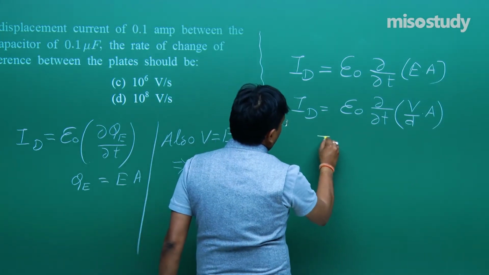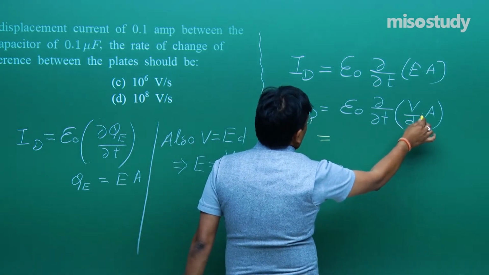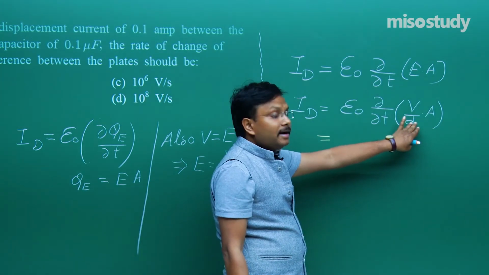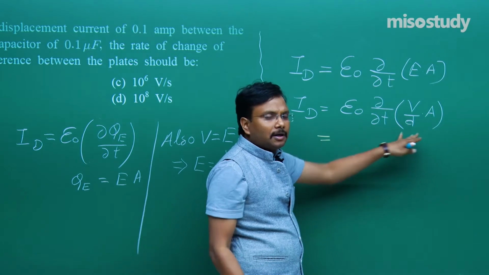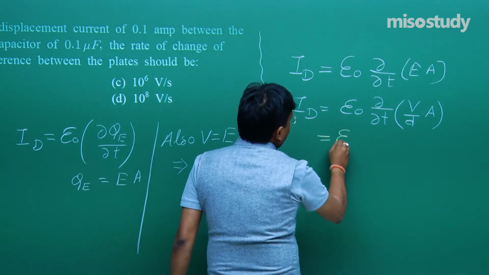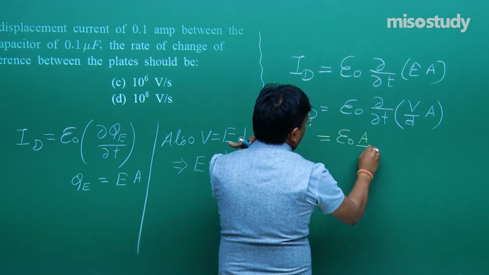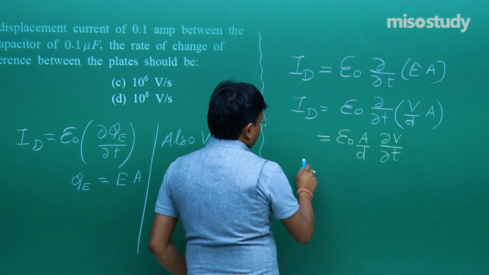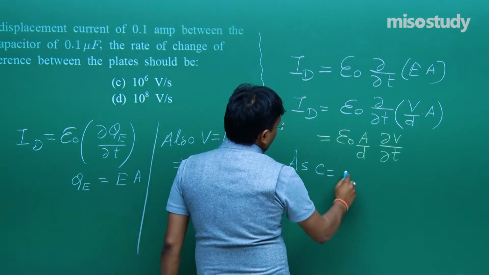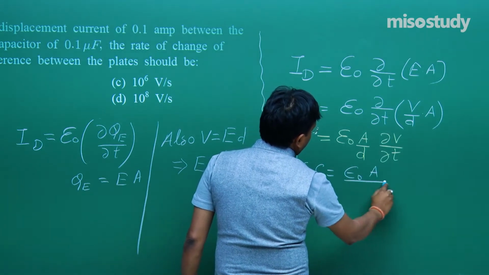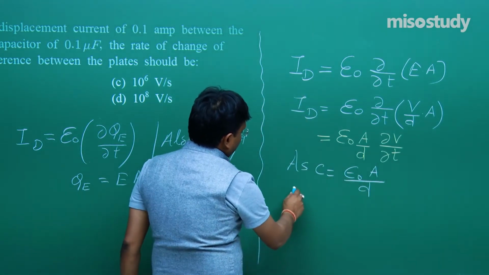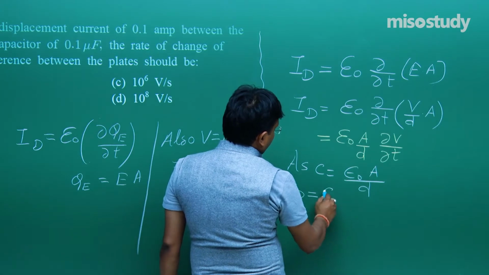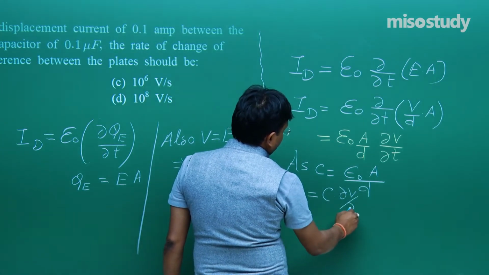What exactly is the makeup? The makeup is, take this A and D out, because A is the plate area which is constant and D is the plate spacing between the plates of the capacitor. So that is also constant. Okay. So this is epsilon naught A by D del V by del t. Now as C is equal to epsilon naught A by D, so what I can say? I can say I D is equal to C into del V by del t.